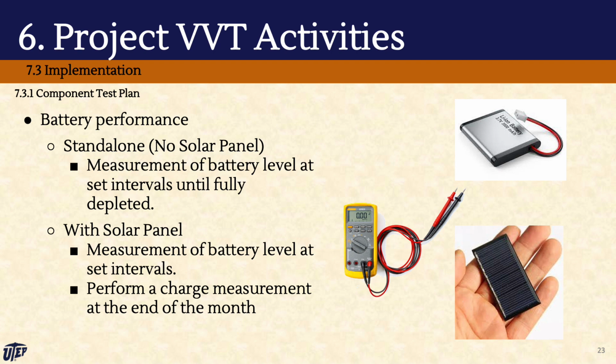And the second mode was an integrated mode with the solar panel attached. This is also the way the system is intended to run operationally, assuming sunlight is available daily. For this mode, battery charge measurements were also taken at 12-hour intervals. However, since the battery was being constantly charged by the panel, it was never fully depleted. Instead, we performed a charge measurement at the end of the 1-month test, and the charge level at that time was recorded.